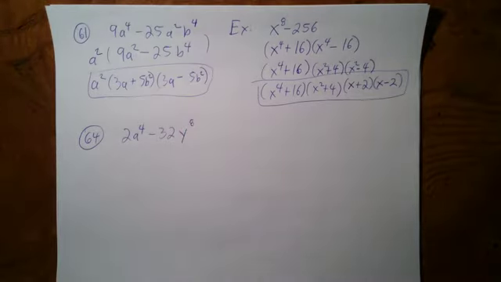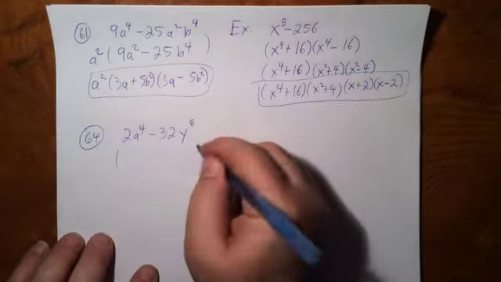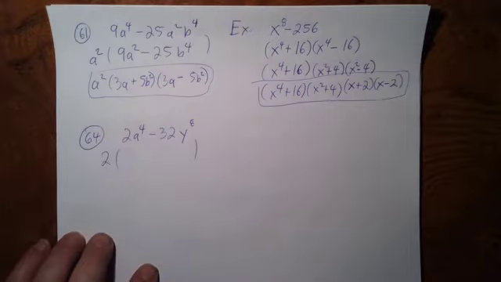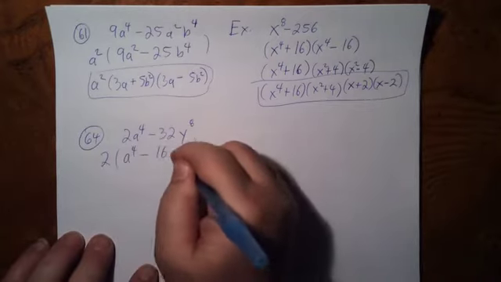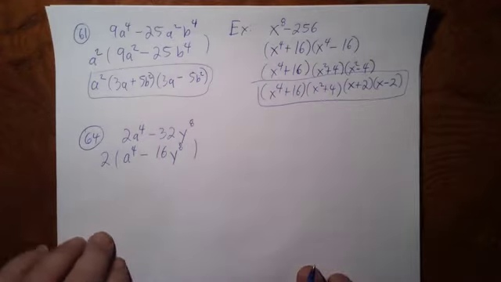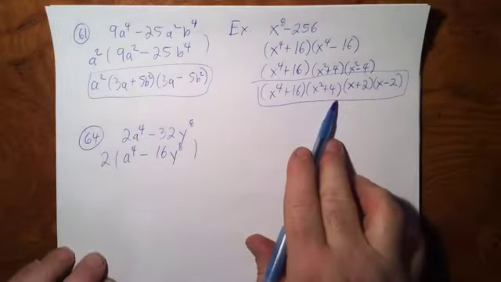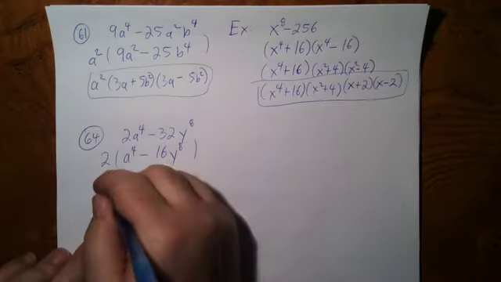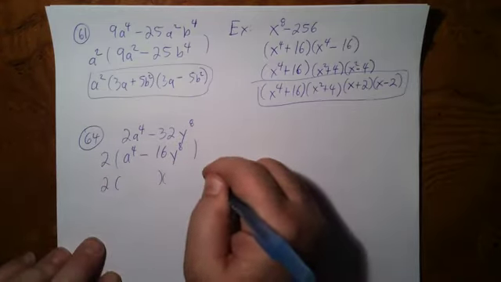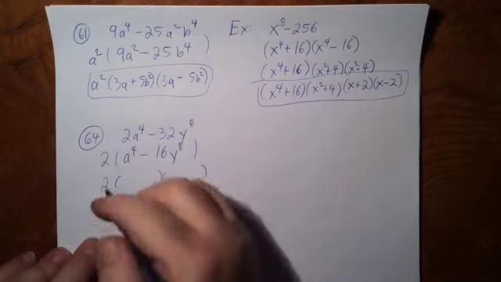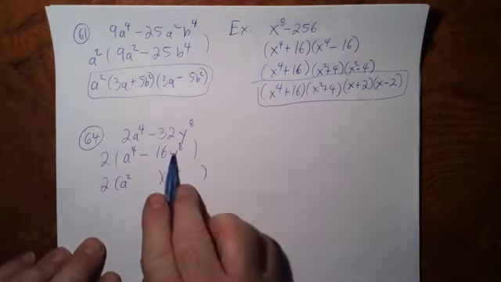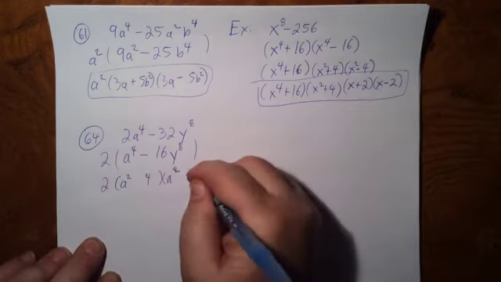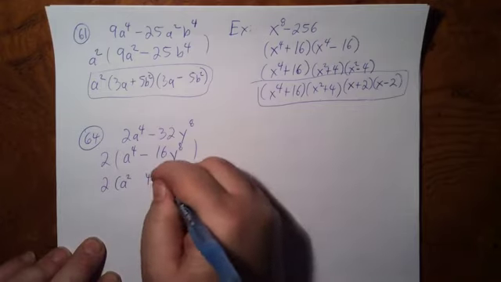Now, looking at this, you see the variables are different, so we cannot factor a variable out of this. However, we can factor a 2 out of this. And this will leave us with a to the 4th minus 16y to the 8th. This is going to look similar to this. Let's consider when we try factoring this, what pair of binomial factors we're going to get. The square root of a to the 4th is a to the 2nd. The square root of 16 is 4. And the square root of y to the 8th is y to the 4th.